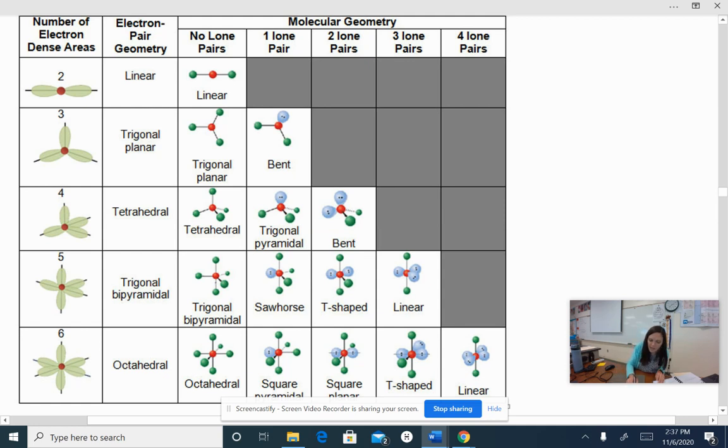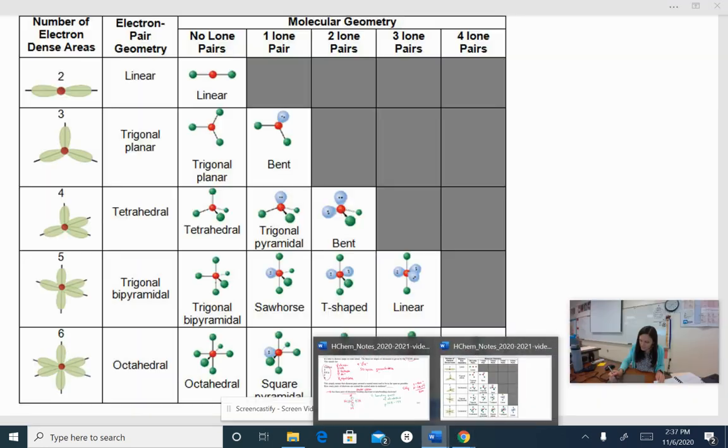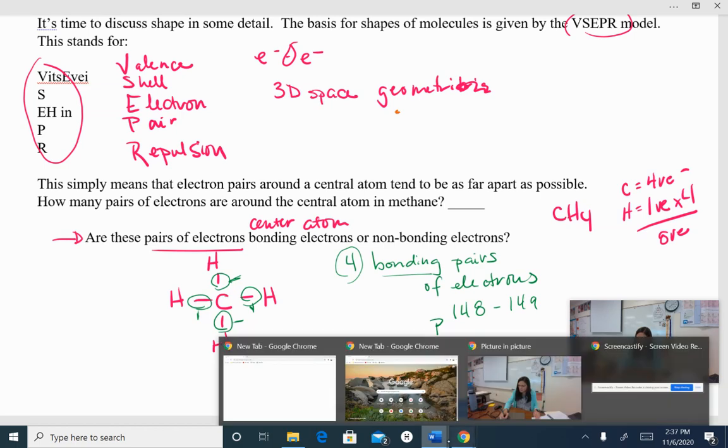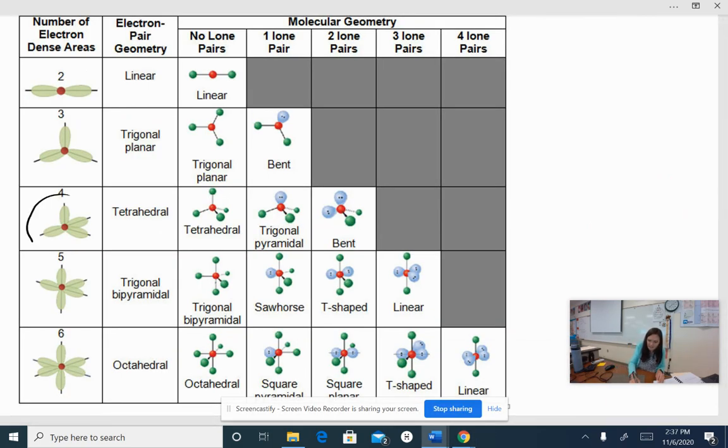So we said we have the number of electron dense areas. If I look at the number of electron dense areas, I have 1, 2, 3, 4 areas of electron density around that center, and all 4 of them are bonding. So let's look at this chart. I have 4 areas of electron density, and all 4 of them are bonding. That means I have no lone pairs. So my electron pair geometry is going to be a tetrahedral shape. And we are also going to have a tetrahedral molecular geometry because we don't have any lone pairs to take up any space.